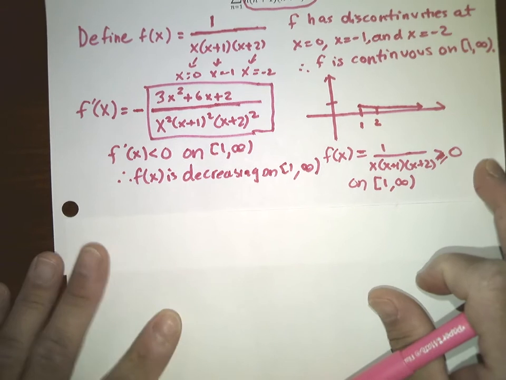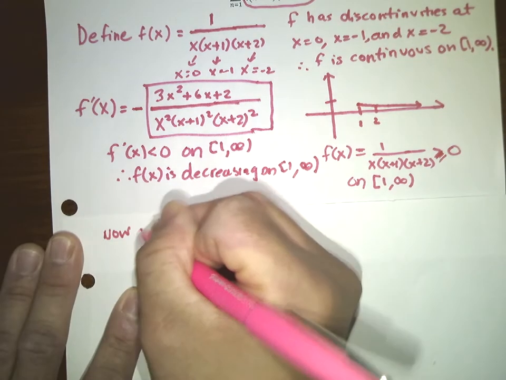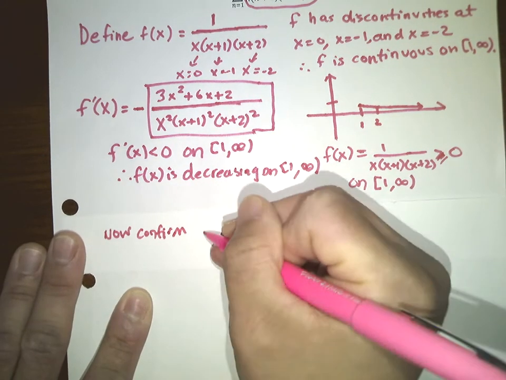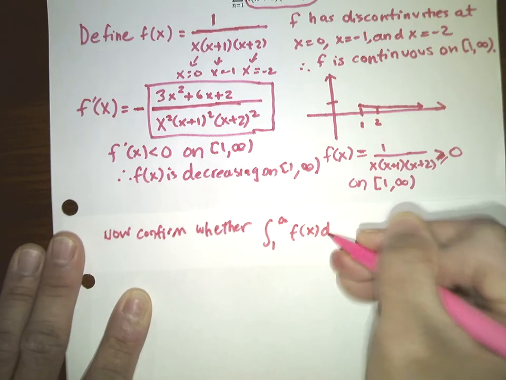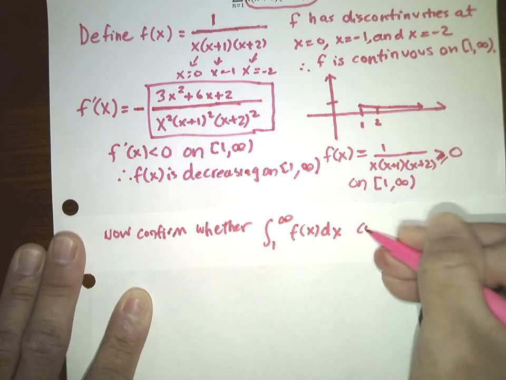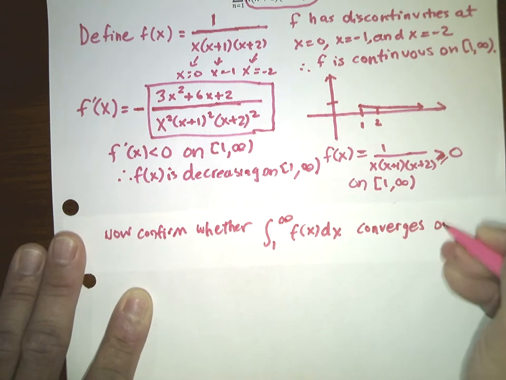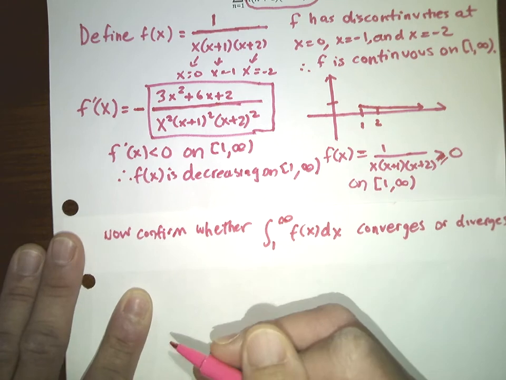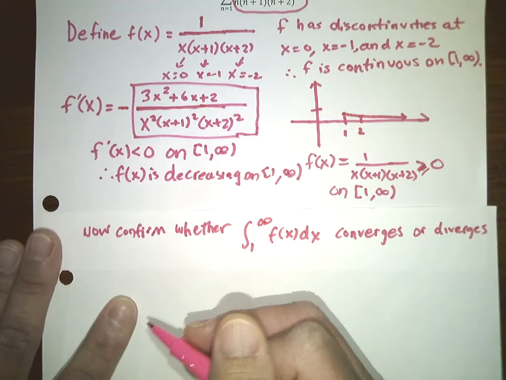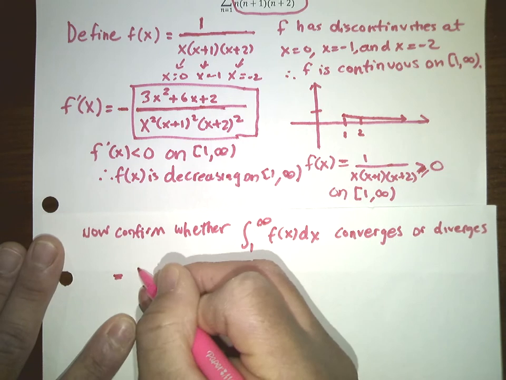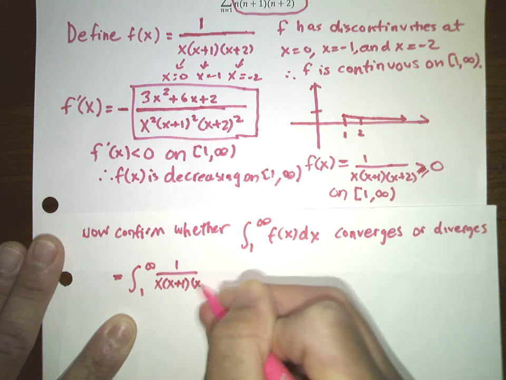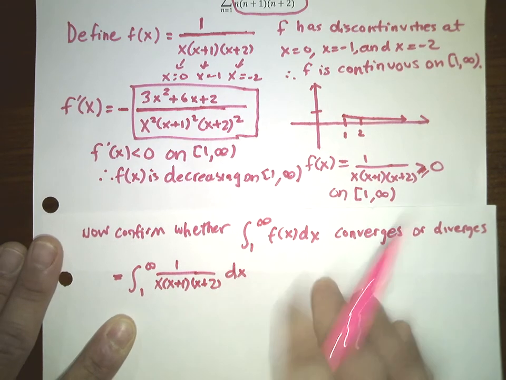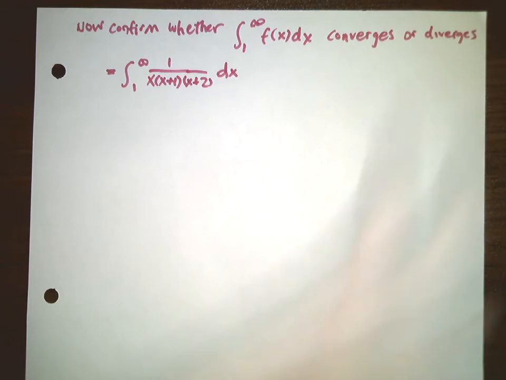So now I need to confirm whether the integral from 1 to infinity of f of x dx converges or diverges. That will be equal to the integral from 1 to infinity of 1 over x times x plus 1 times x plus 2 dx. This is one of those improper integrals that we talked about in the past.